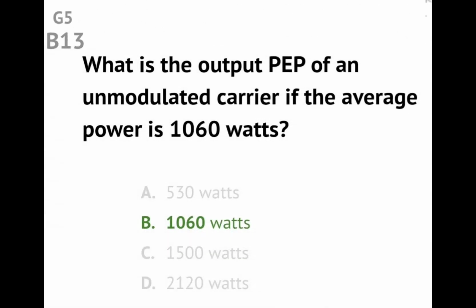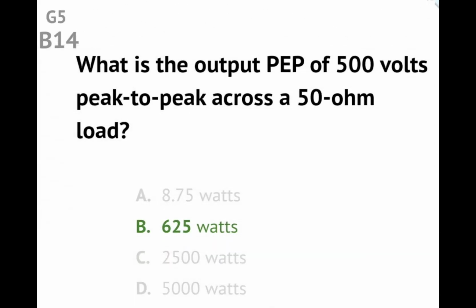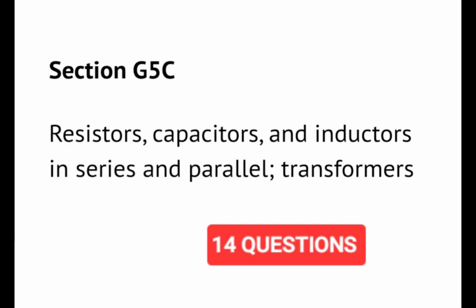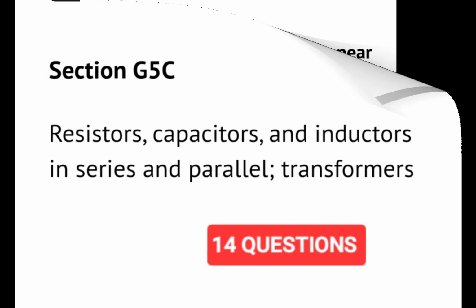Question G5B13. What is the output PEP of an unmodulated carrier if the average power is 1060 watts? Answer: 1060 watts. Question G5B14. What is the output PEP of 500 volts peak-to-peak across a 50 ohm load? Answer: 625 watts. Section G5C. Resistors, capacitors, and inductors in series and parallel, transformers.